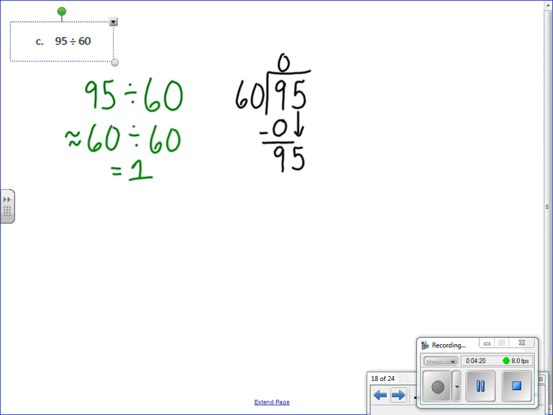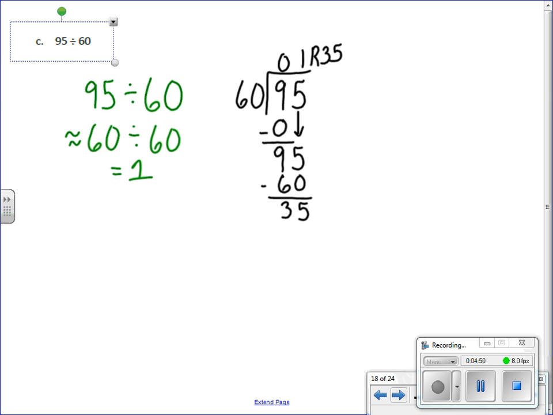Okay, so now we have 60 going into 95. We know 60 times 1 is 60, so that'll work. If we do times 2, 6 times 2 is 12, and add a 0 is 120. So that's too big, so we can't go more than 1. So we're going to put a 1 directly above the 5. 1 times 60 is 60. Subtract with a 5 and a 3. So I've got 1 with a remainder of 35.